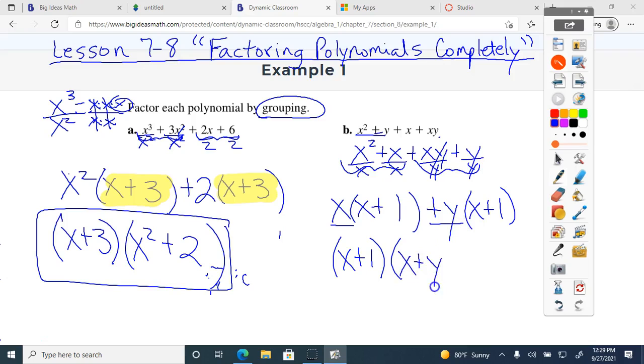Do you have the 2 on the outside of it, or is that only for the special ones? If you know, like the one that we did last week, where they both have the same thing, you put parentheses squared. But we don't have the same thing. X plus 1 and x plus y are not the same.